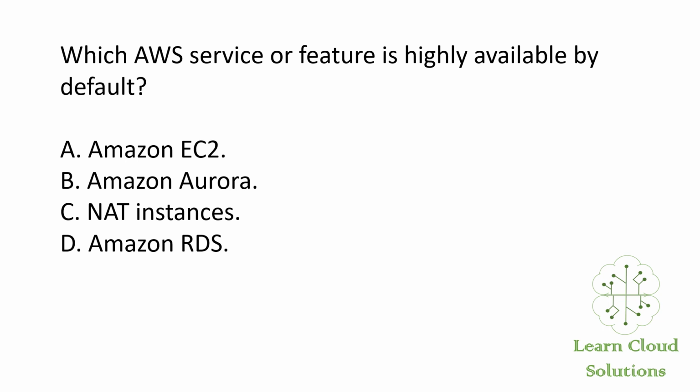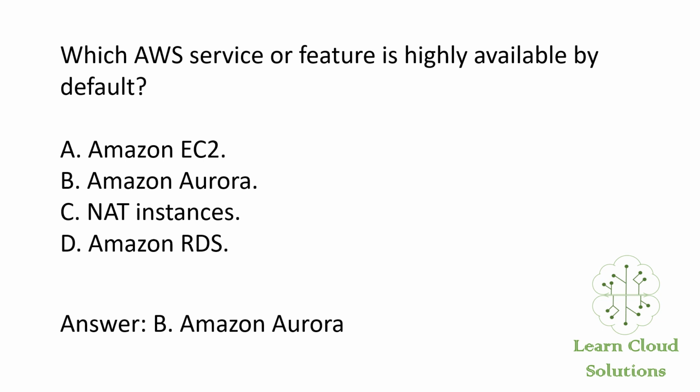Which AWS service or feature is highly available by default? A. Amazon EC2. B. Amazon Aurora. C. NAT instances. D. Amazon RDS.